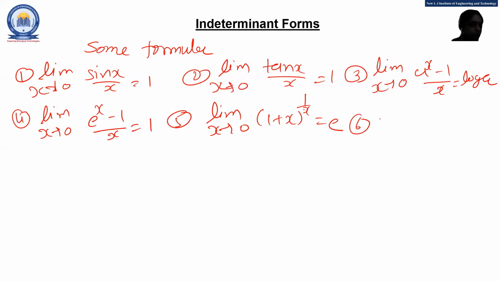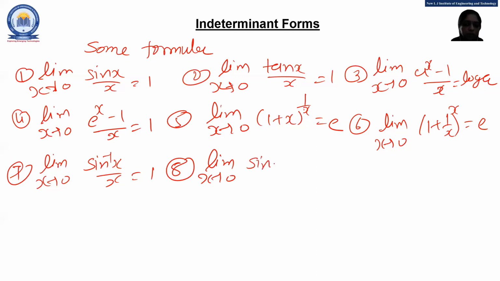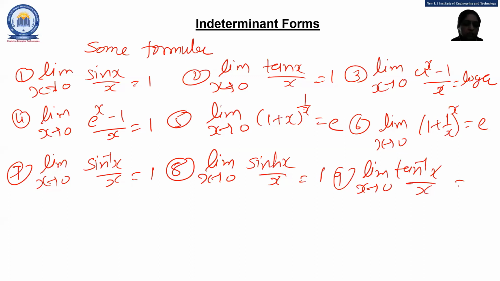6, limit x tends to 0 (1 plus 1 by x) whole raised to x, that is also e. 7, limit x tends to 0 sin inverse x upon x is 1. 8, limit x tends to 0 sin hyperbolic x upon x, that is also 1. And the last, limit x tends to 0 tan inverse x upon x, that is also 1.